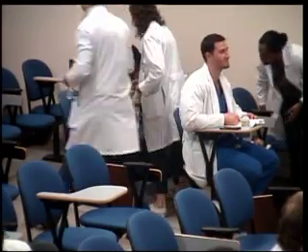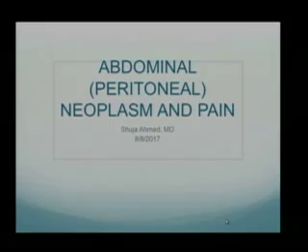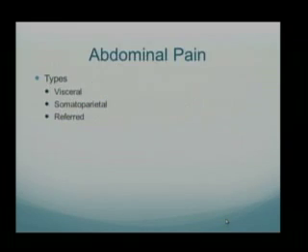So today's SCORE topic is abdominal neoplasm and pain, but really it's about peritoneal neoplasms and pain. So quickly, a brief overview of the types of abdominal pain, the three different types. One is the visceral, the somatoparietal, and the referred pain.